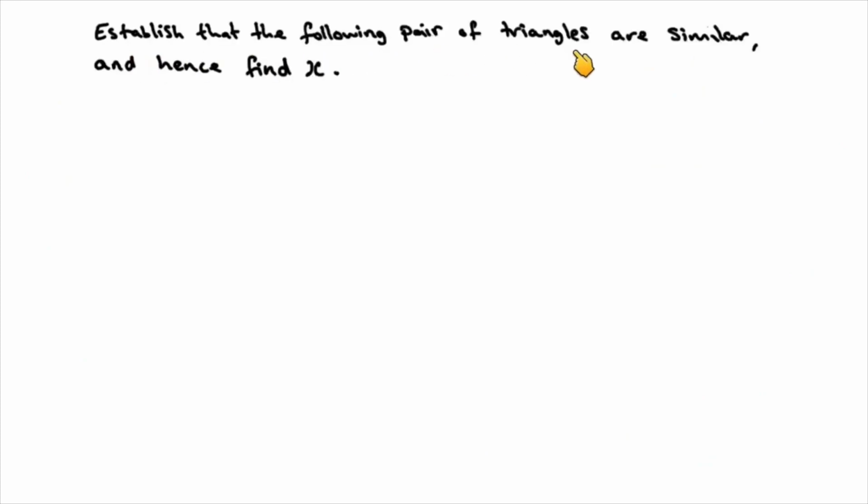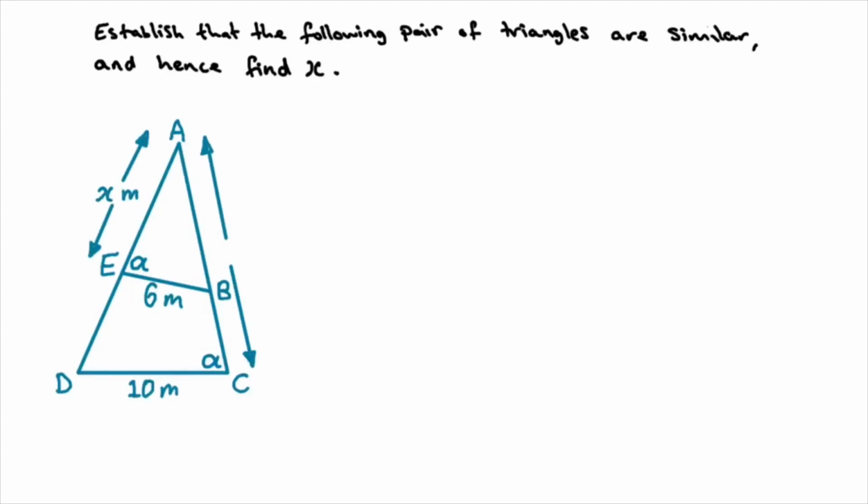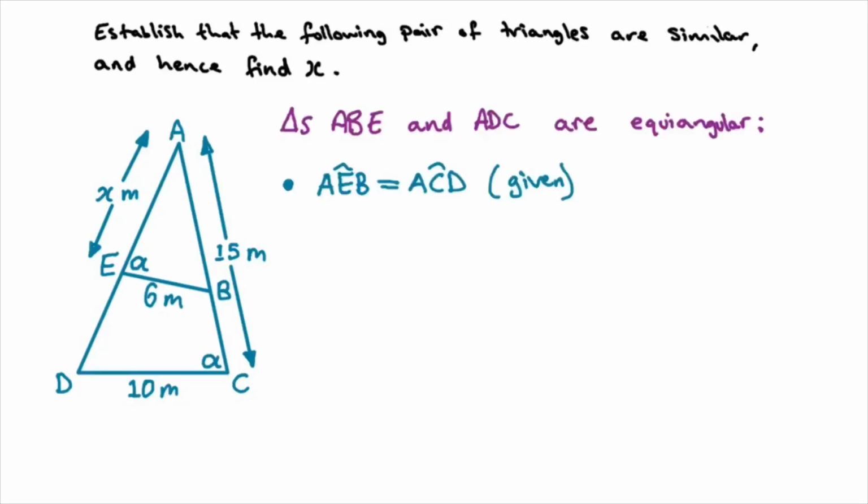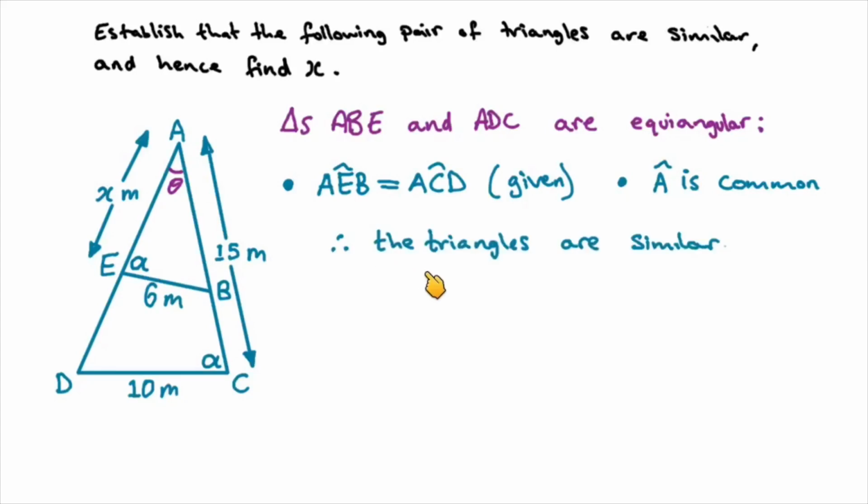Establish that the following pair of triangles are similar and hence find x. So in this figure, they've given us the information that this angle and this angle here are equal. So the first thing that we need to do is establish that these two triangles are equiangular. The first step's easy, since we know that angle AEB and angle ACD are equal. That's given information. Angle A is common to both triangles. Therefore, the two triangles are similar.